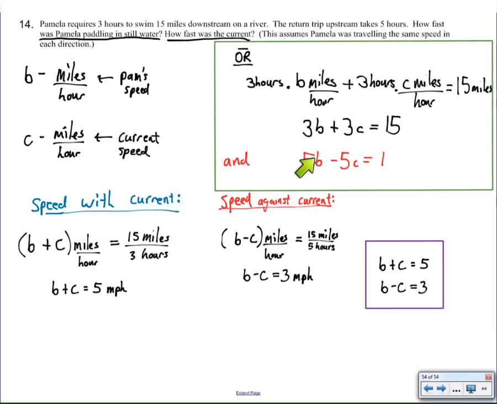Here, 5 hours times the speed swum less 5 hours times the speed of the current is going to equal 15 miles as well. So again, we divide both sides by 5 and we end up with the exact same system that we saw before.